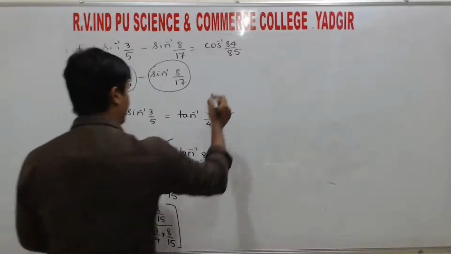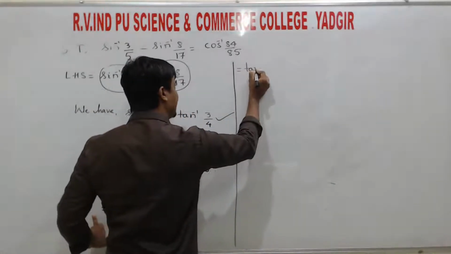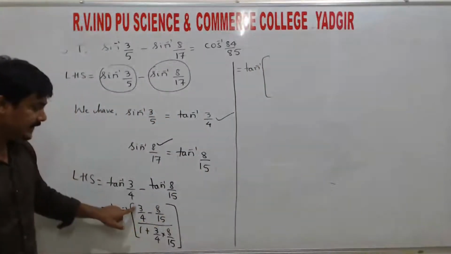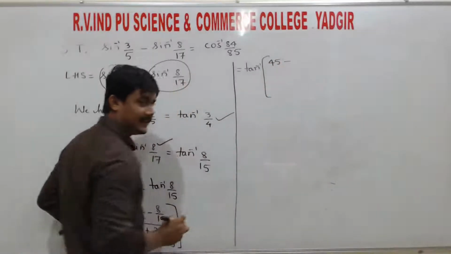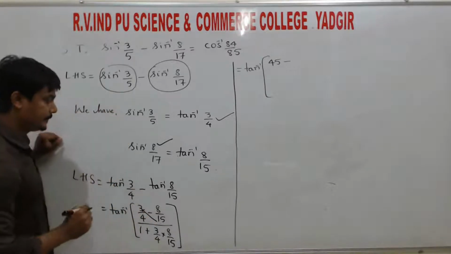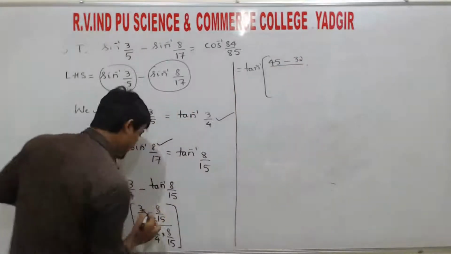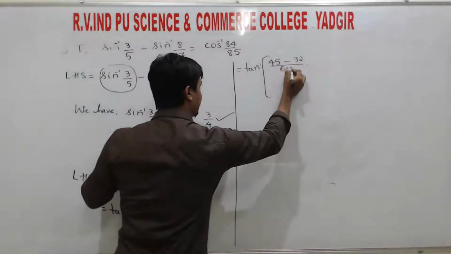Let us simplify this further. This equals tan inverse of, take LCM, 15 into 3, 45. Already I have explained you the way of taking LCM. Cross multiply these two and write it in the numerator. 15 3s are 45 minus 8 4s are 32. Multiply these two. 8 4s are 32 divided by 60.